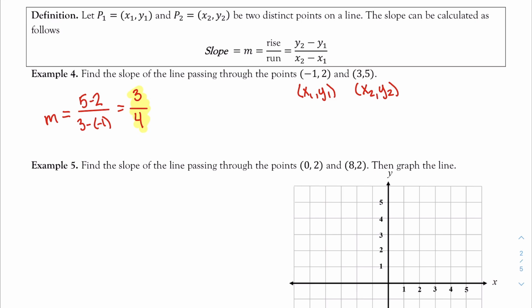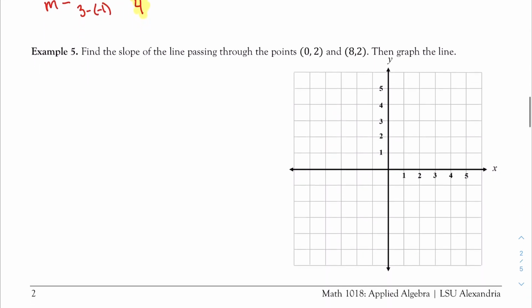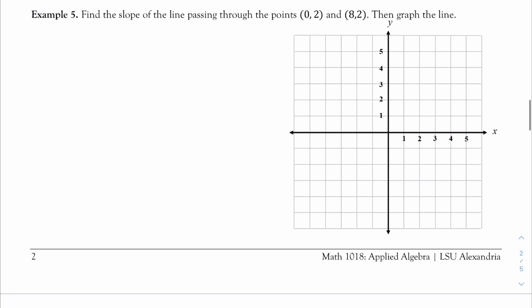Now, let's talk about the other example, example 5. What if I want you to find the slope, and then I want you to plot the line? Let's graph the line after we get the slope. So here I have find the slope of the line passing through the points 0, 2, and 8, 2, and then I want you to graph the line. Let's start off with the slope.